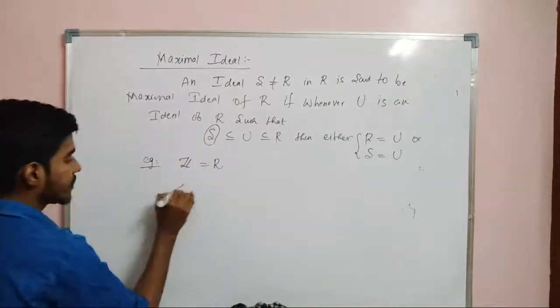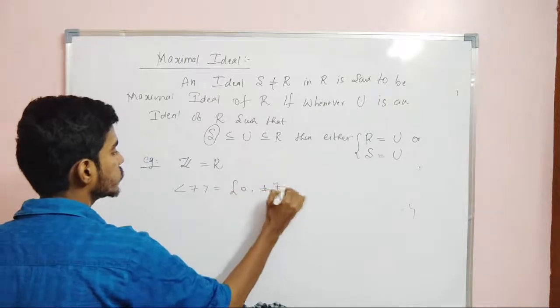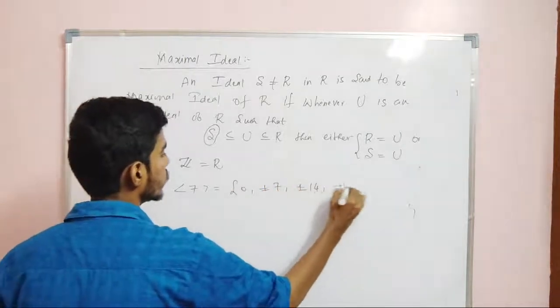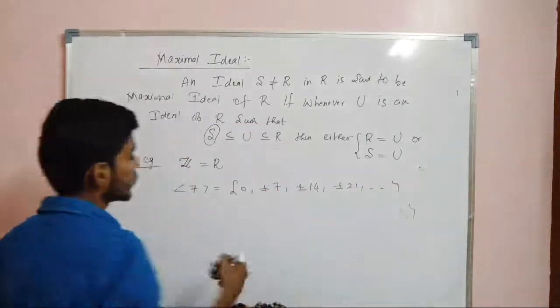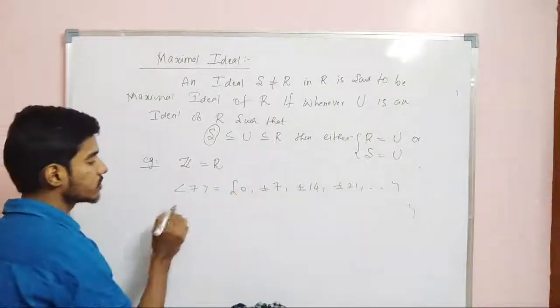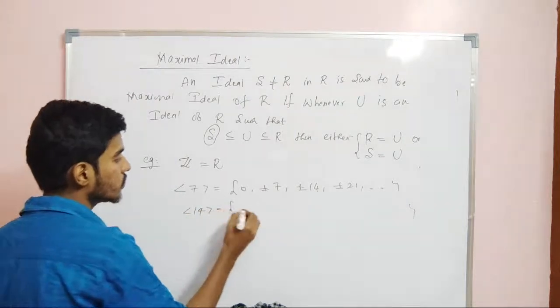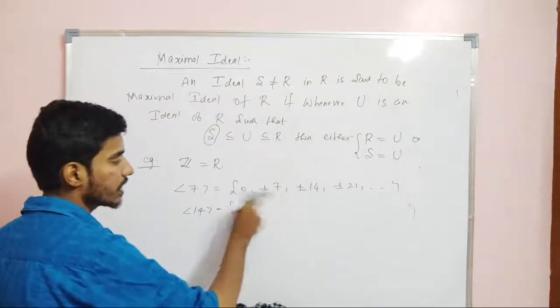Now what about 7? Is this a maximal ideal? This set contains 0, plus or minus 7, plus or minus 14, plus or minus 21 and so on. Is it possible to find some other ideal which properly contains this? It is not possible, right? If you think of 14, then you will have 14, 28, but you will not get 7.